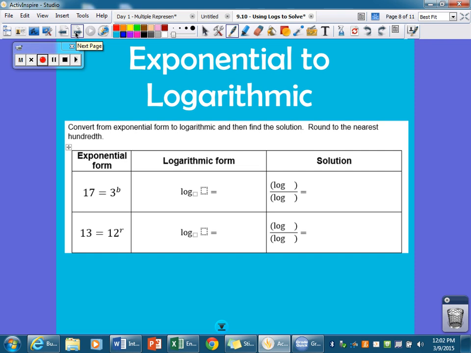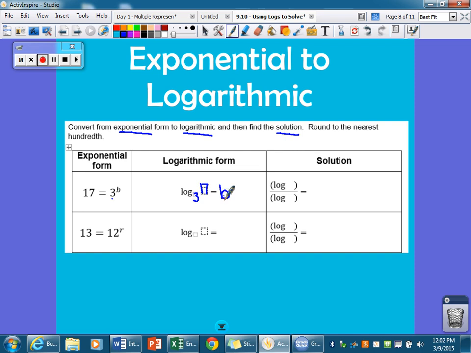I'll show you what this looks like in two examples. So here's our first example. We're going to convert from exponential to logarithmic, and then find the solution to two decimal places. The exponential form is 17 equals 3 to the b. So remember what we're going to do: 3 is our base, so that goes in this little box. 17 is going to go in the other box, and then b is our solution.